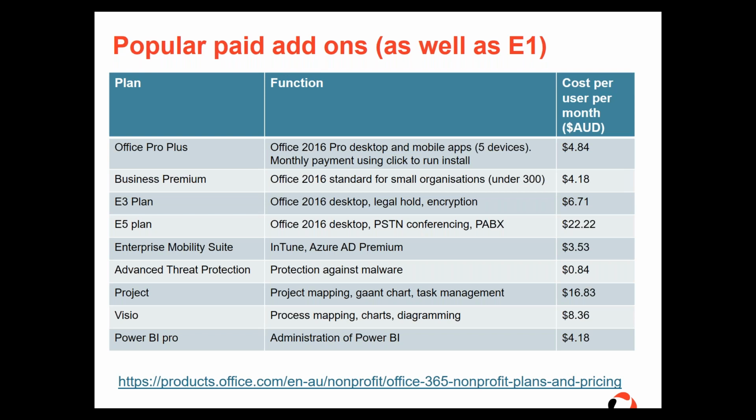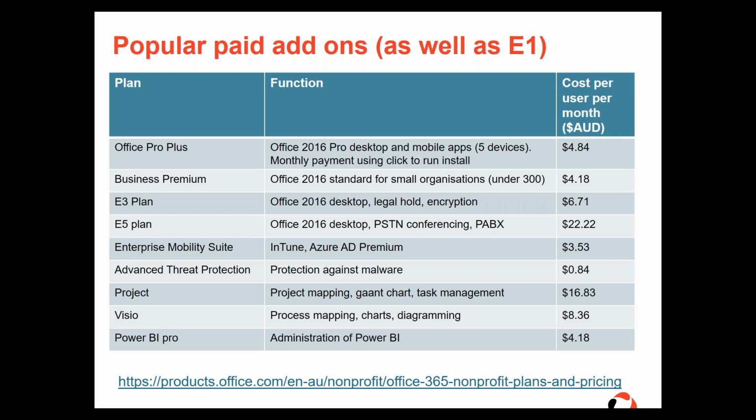So in the enterprise plans, if you want Office 2016, which includes the E1 and all the emails and all that other stuff, you could pay $6.71, and that is all your user would need. That includes Office, includes email and everything. Whereas if you had an E1, you'd need to then buy the Pro Plus on top of that.